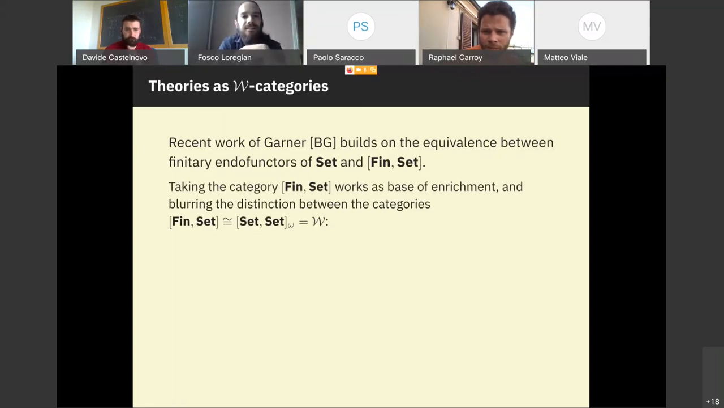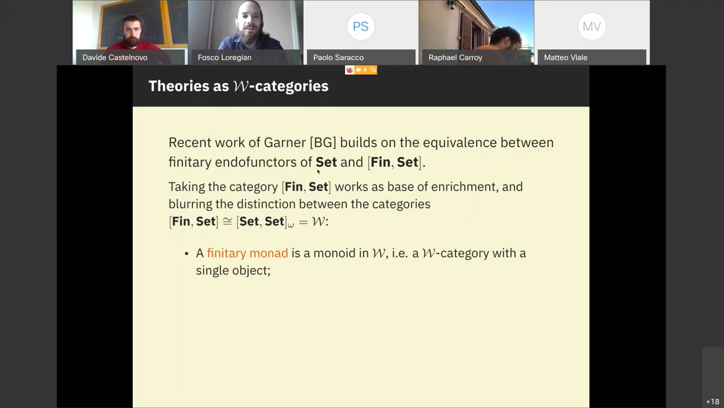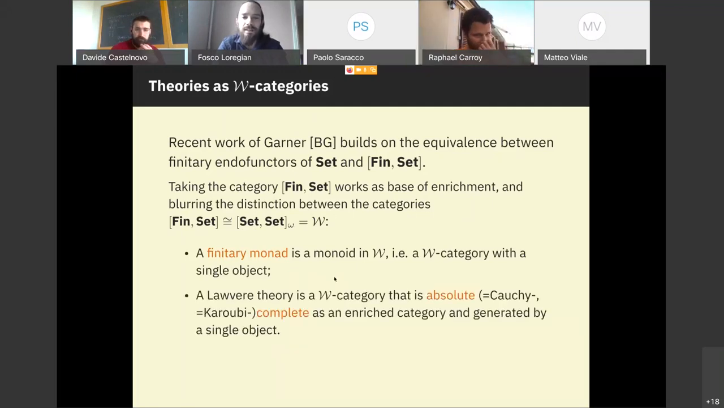You can also offer another equivalent characterization of Lawvere theories, which is based on categories enriched over the monoidal category of finitary endofunctors of Set. Why? Because there is a paper by Richard Garner that essentially shows that a Lawvere theory is exactly a category enriched in W, this monoidal category of finitary endofunctors, that is also Cauchy complete. So the operation of Cauchy completion is exactly the operation that I fleshed out above, that takes a monad, namely a W-category with a single object, because monoids in W are finitary monads, but monoids in W are exactly W-categories with a single object, extremely elegant.